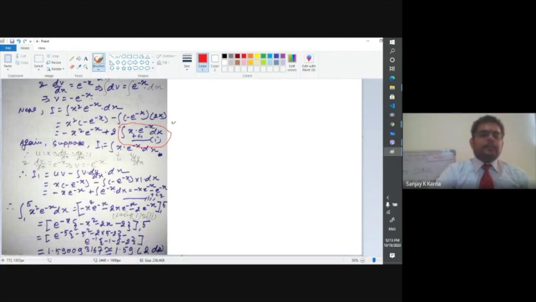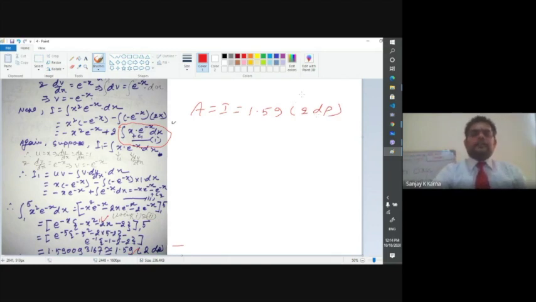Now if I would like to find the definite integral from 1 to 5, then its definite integral value is 1.59 if I am taking up to 2 decimal places here. So that value of area by this definite integration is 1.59 up to 2 decimal places. So here you can experience one thing: how long did you take to calculate this area.